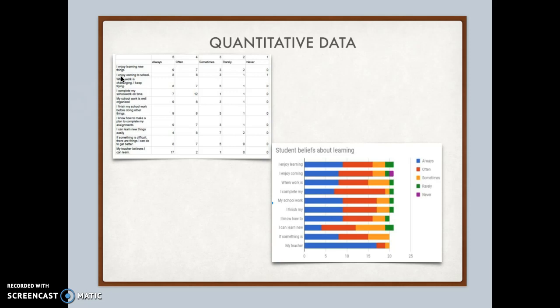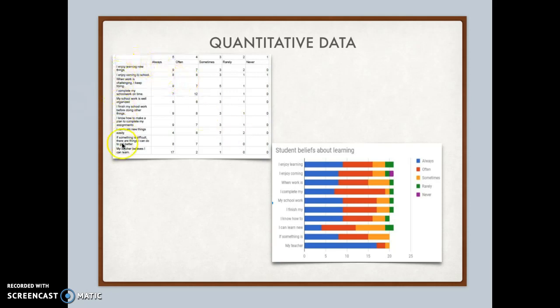70% reported that they easily learn new things, while just under 60% stated that when things are challenging, they keep trying. From this survey, I learned that my students generally have a positive attitude towards school and learning. They feel confident in their ability to use the organizational tools, but they struggle in persevering when work is challenging.